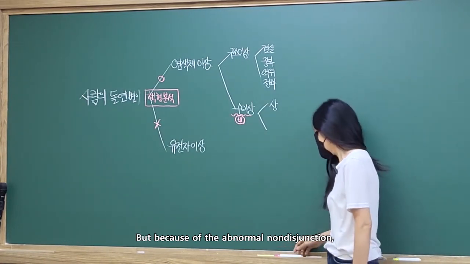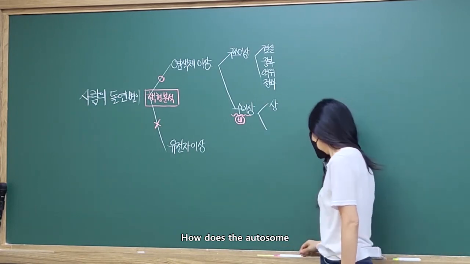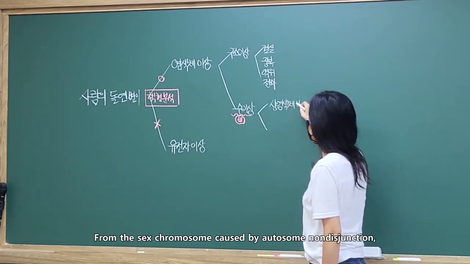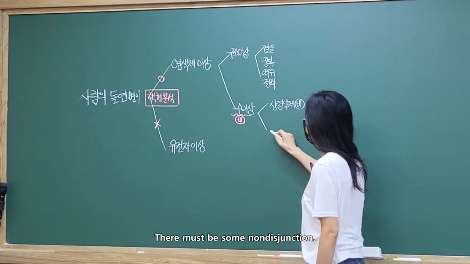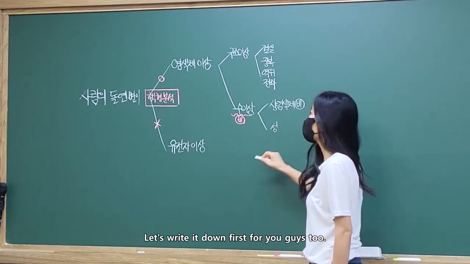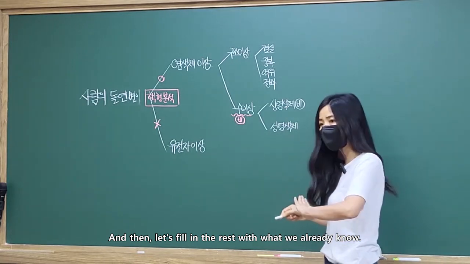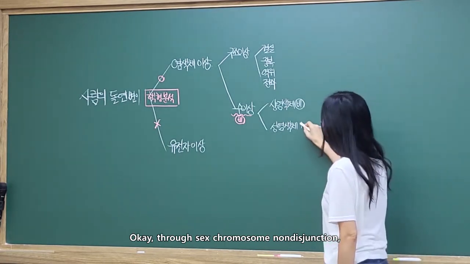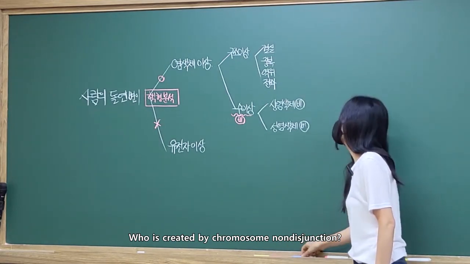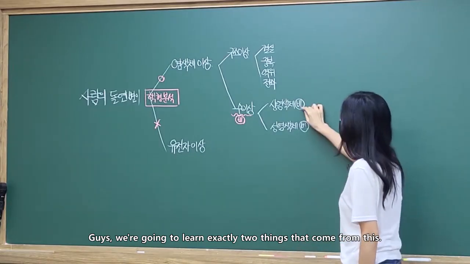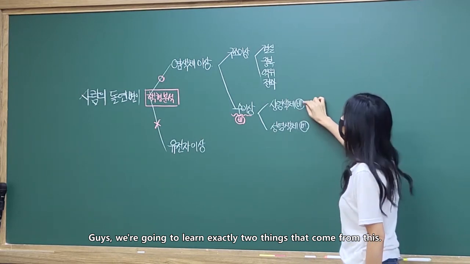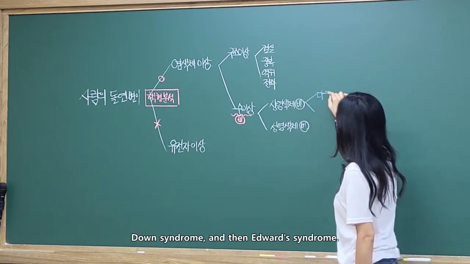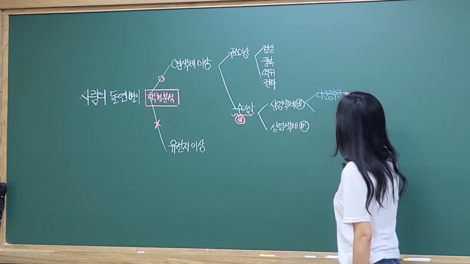Because of the abnormal non-disjunction, how does the autosome from the sex chromosome come about through autosome non-disjunction? There must be some non-disjunction. Let's write it down first for you guys too. And then let's fill in the rest with what we already know. Through sex chromosome non-disjunction, who is created by chromosome non-disjunction? We're going to learn exactly two things that come from this: Down syndrome, and then Edwards syndrome.